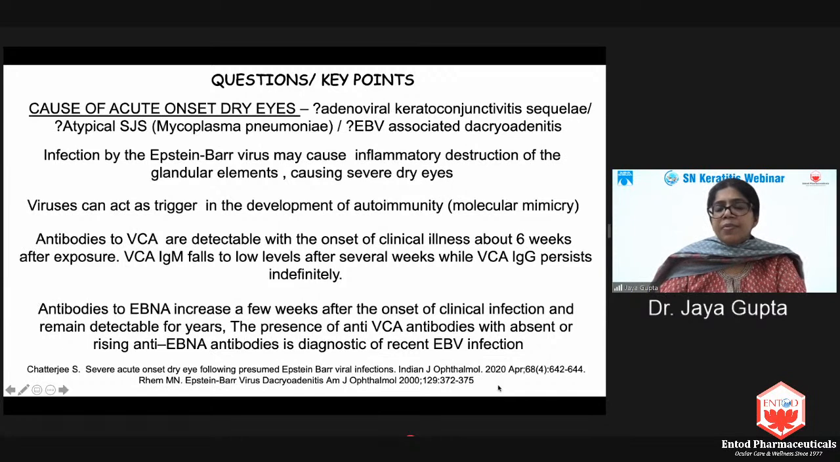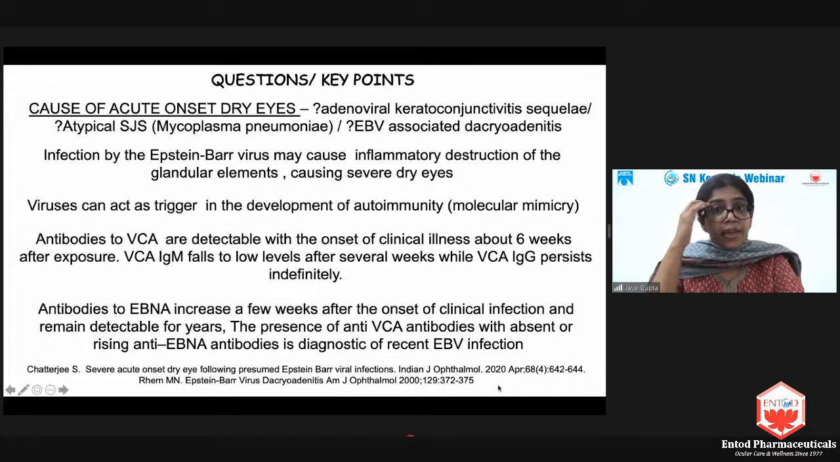So, that summarizes my case, and it's open for discussion. I ask Dr. Geeta as well as Dr. Shweta to elaborate: what do they think about it? Was this Epstein-Barr virus serology relevant for this particular case, or is it just a normal adenoviral keratoconjunctivitis sequela?